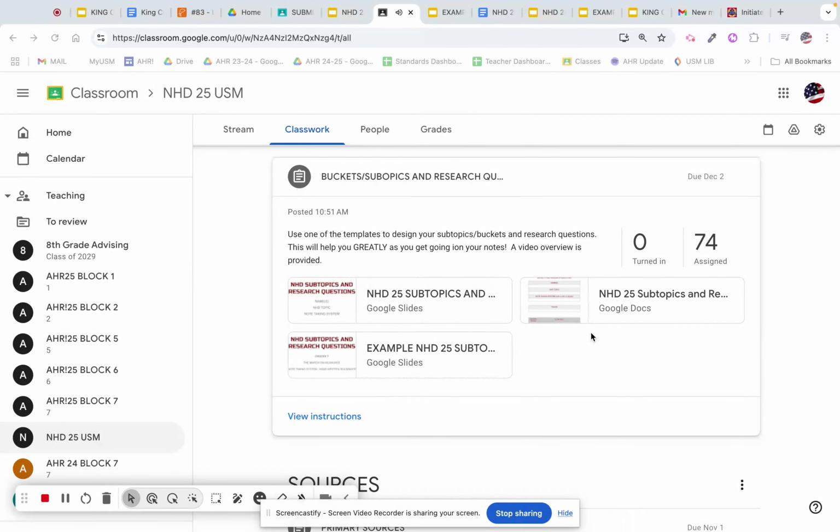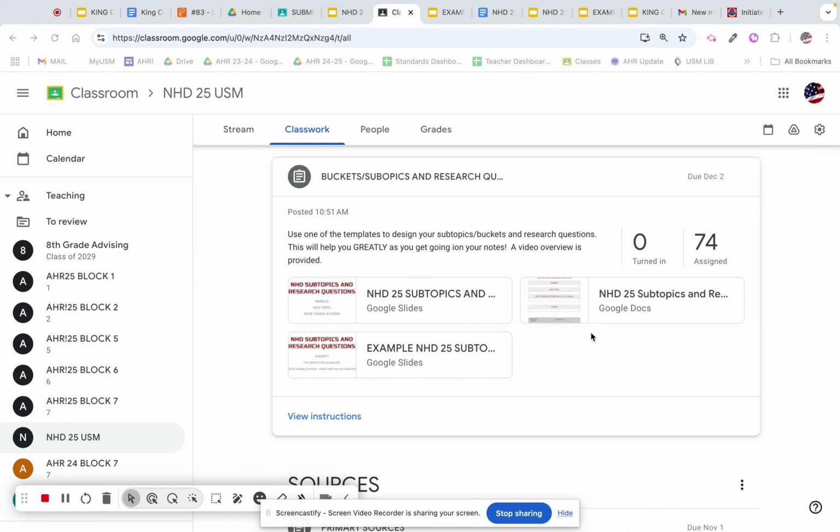Young historian, it is November, and this is the time where we're not only getting resources for NHD, but we also need to be starting to take notes. To do that, though, we need to develop some subtopics or buckets and some research questions. That's why I did the King Cotton activity.